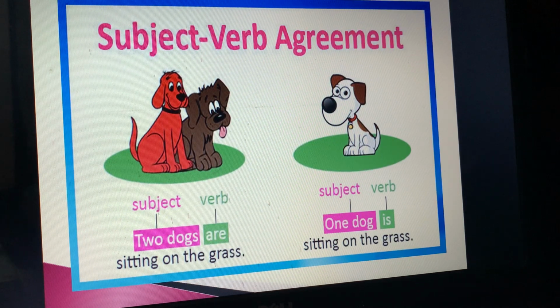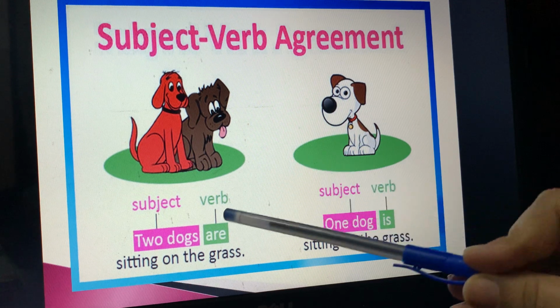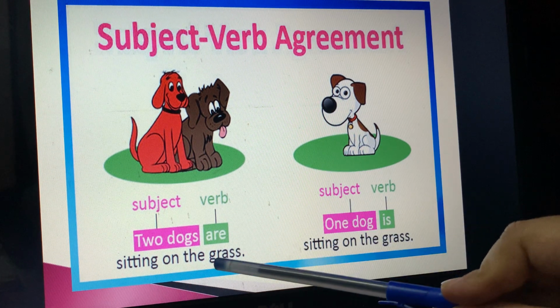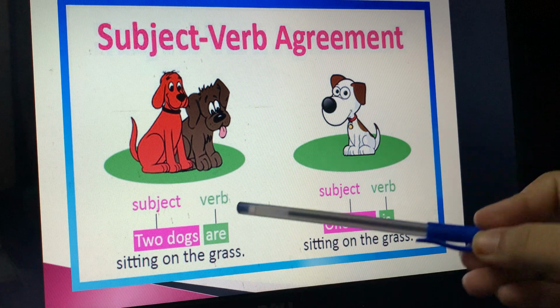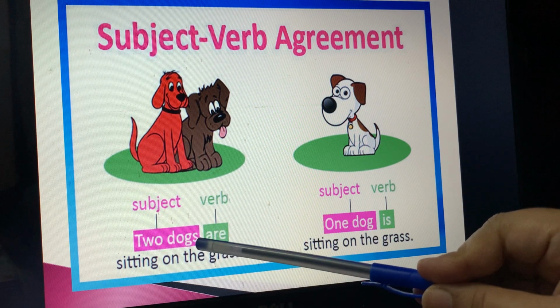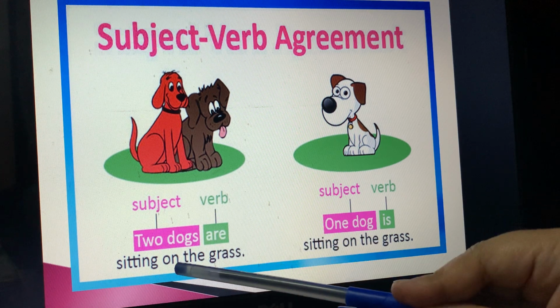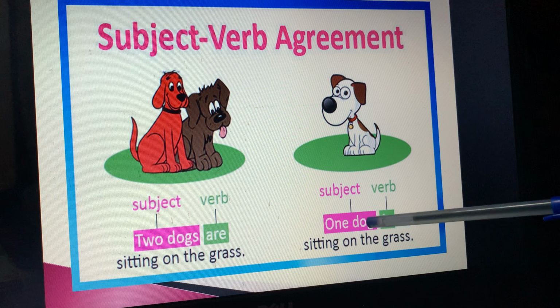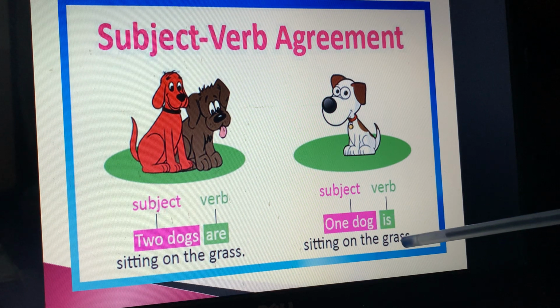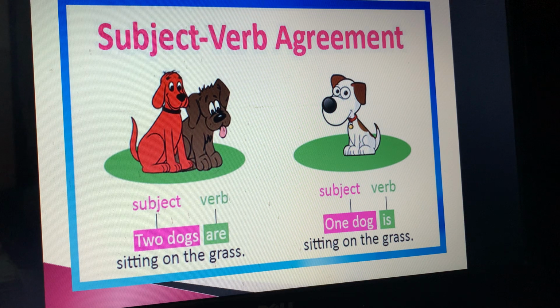Now look at this picture. There are two dogs. Fine. Two dogs are sitting on the grass. Now what is the subject here? Two dogs is the subject. We are talking about whom? Who is doing the action? Two dogs. And what is the verb? Are sitting. Fine. Now over here, one dog is sitting on the grass. The subject is one dog.